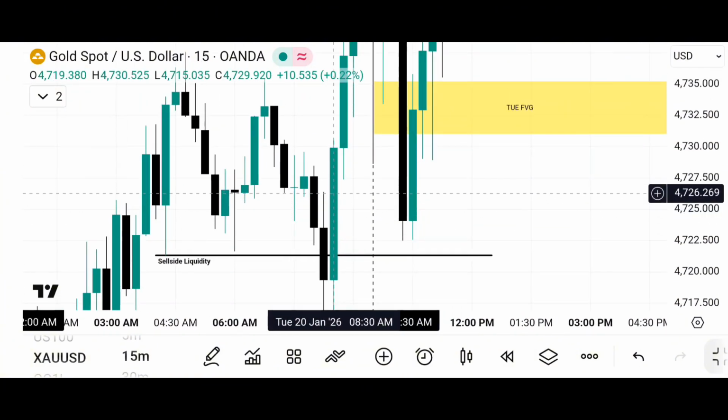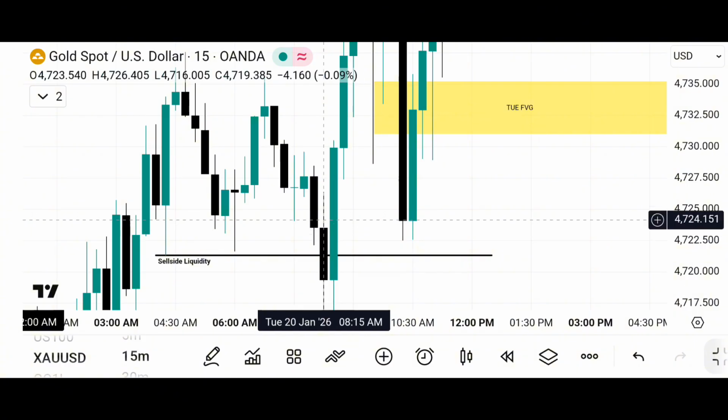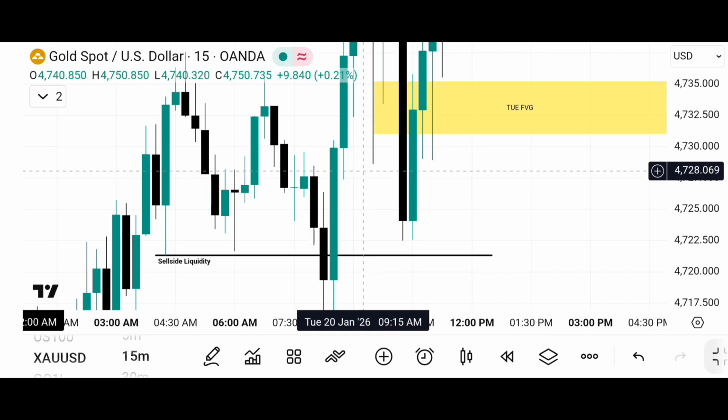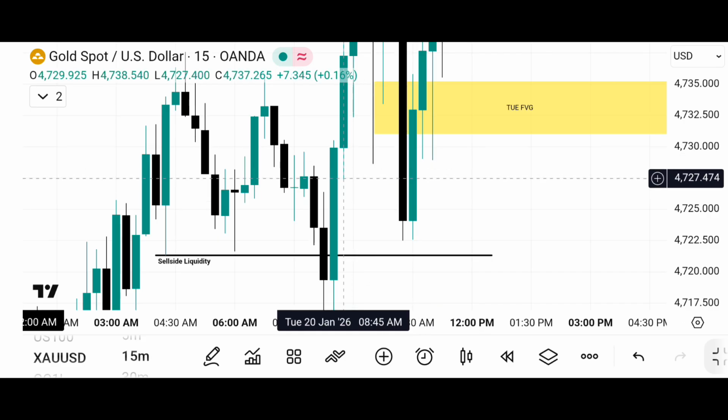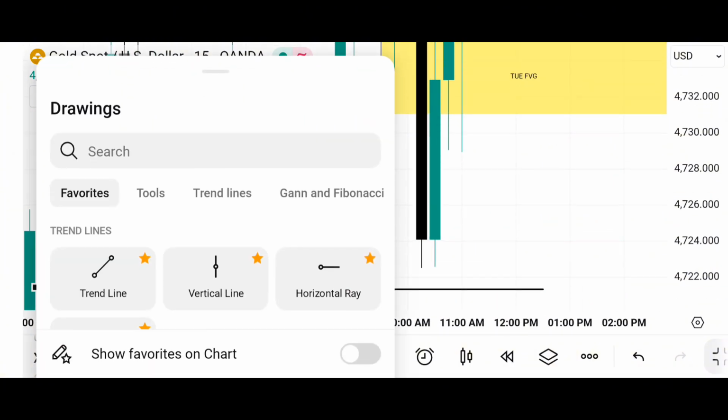Where's the fair value gap? This is the fair value gap. You see the high of this candle right here at 8:15. Let me remove this. The high of this candle at 8:15 and the low of this candle at 8:45. That's where your fair value gap lies.